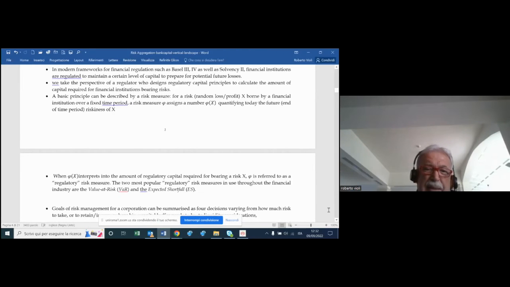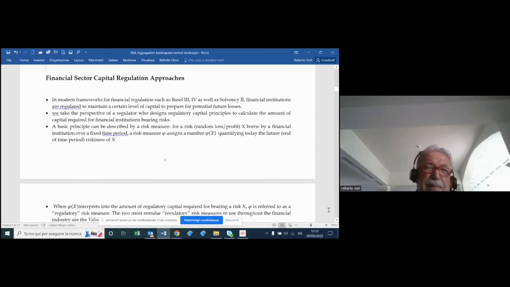Let me go quickly here. I'm providing a description in broad terms of how the approach for capital requirement works. Basically, this applies also to the internal model.